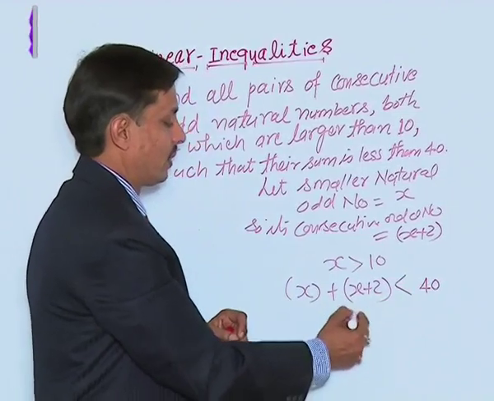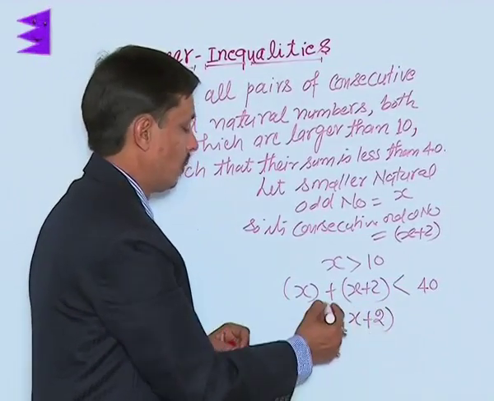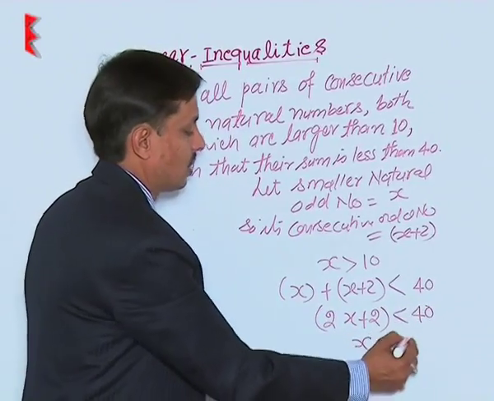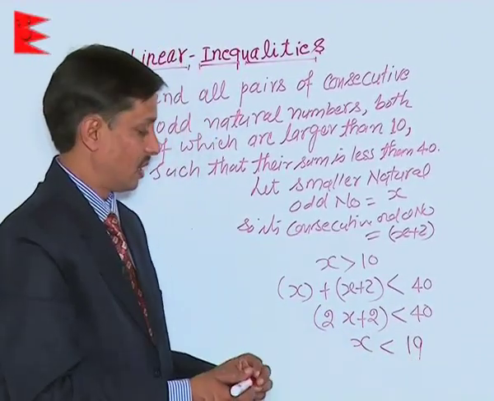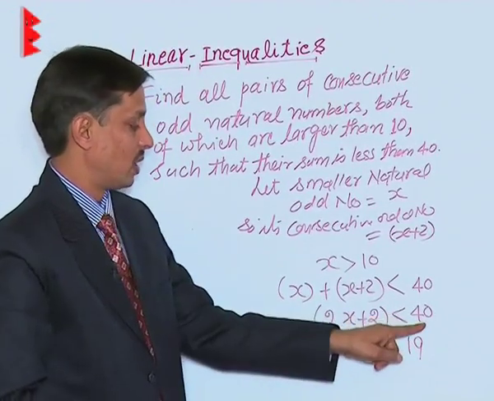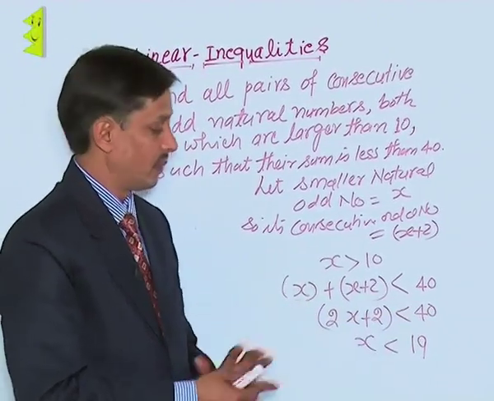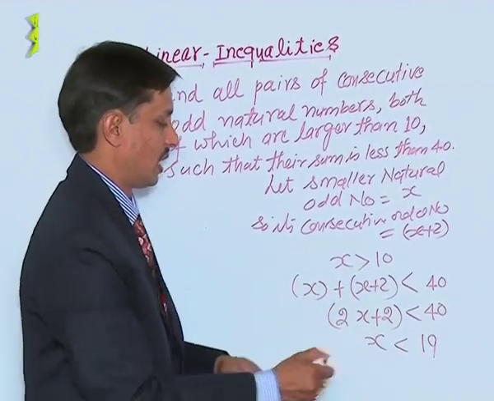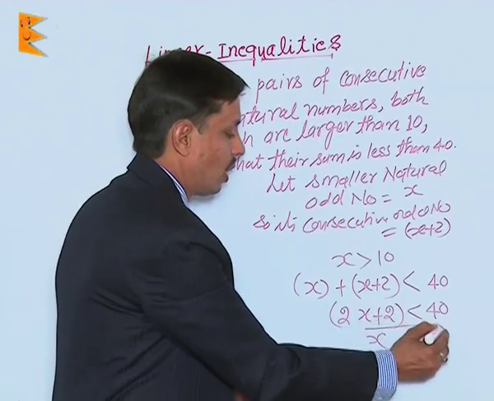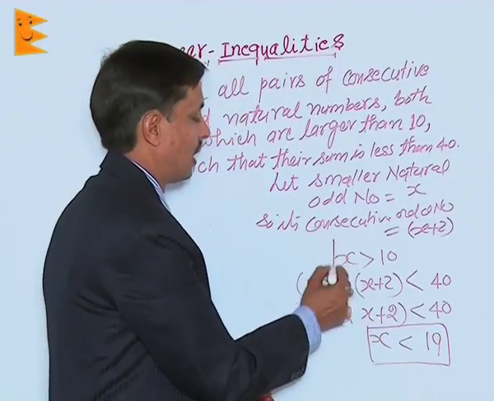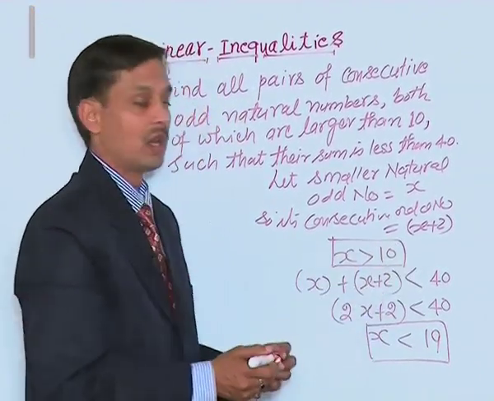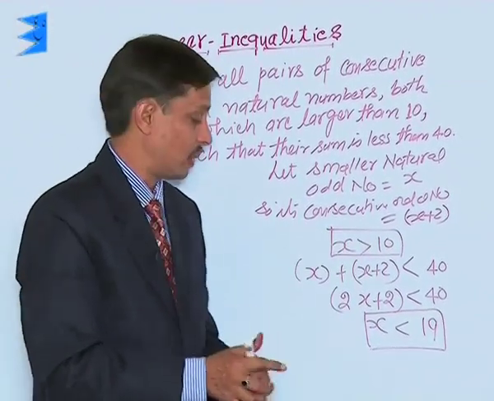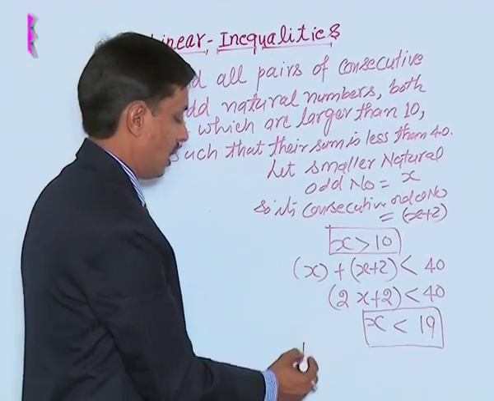So we are taking 2x plus 2 is less than 40, or you can say x is less than 19. Reason being, 2 when shifted, 38 will be divided by 2, so x will be less than 19. So we are getting two relations: x is less than 19 and x is greater than 10. X is greater than 10, then what first number is possible? First number may be 11.